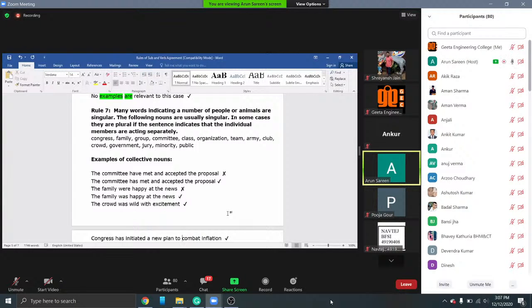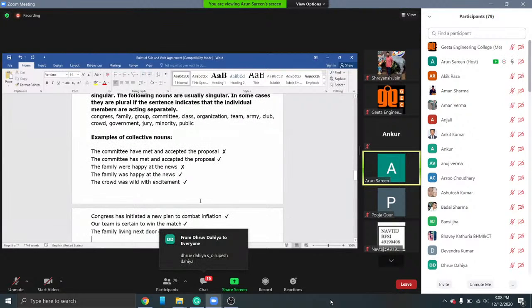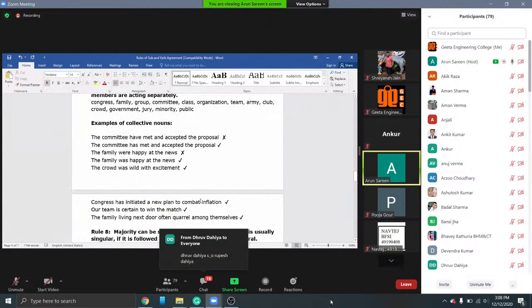Next one, the family were happy at the news. We said family is treated singular, so use of were is incorrect. Here, the family was happy at the news. Next one, the crowd was wild with excitement. Yes, the crowd is singular, and the use of was here you can see is correct. Although crowd has many people, you will never refer to it as plural.